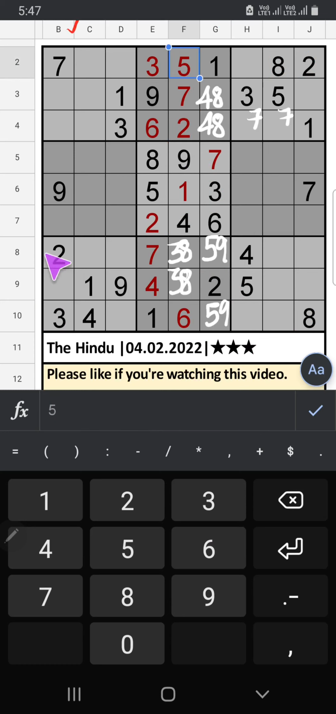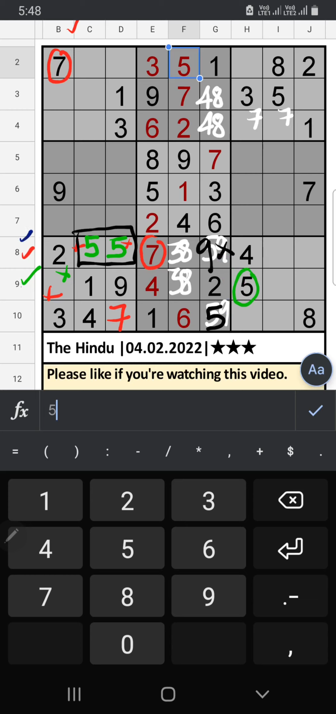Column B and 8th row we have 7. So 7 can't come in these cells. Then 7 is confirmed here. 9th row we have 5. So 5 can't come in this cell. 5 will come in any one of the cells. We will confirm later. Since 5 is here, 5 can't come in this cell. 5 is confirmed here. Then 9 is here.